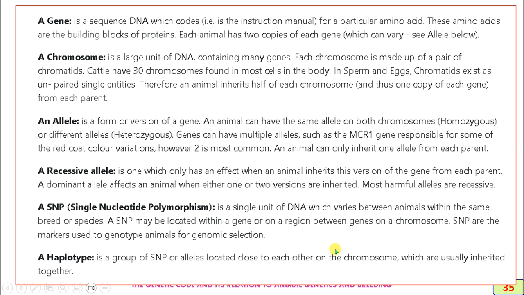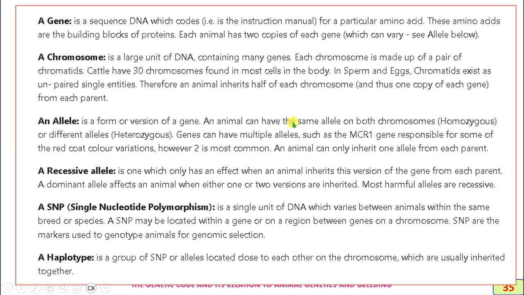So, to sum up the definitions once again: a gene is a sequence of DNA which codes, that is, the instructional manual, for amino acids. Gene means always an amino acid, and these amino acids are the building blocks of the protein, and proteins are very much required for the animal. The animal has two copies of each gene, which can vary. The chromosome is a very large unit of DNA containing many genes, thousands of genes, and each chromosome is made up of a pair of chromatids, two pairs.